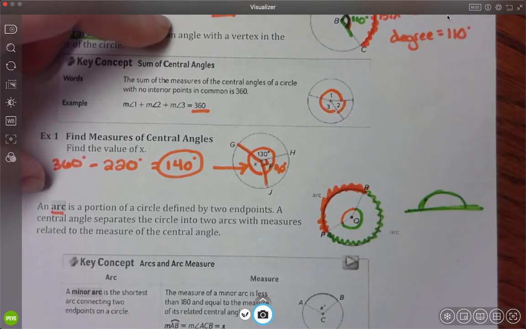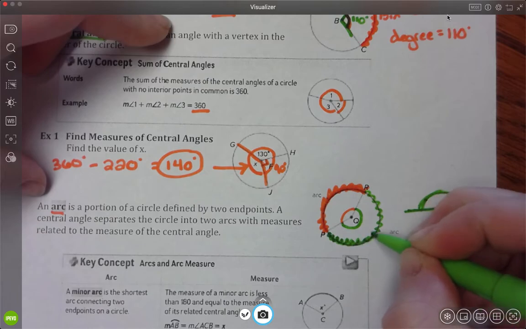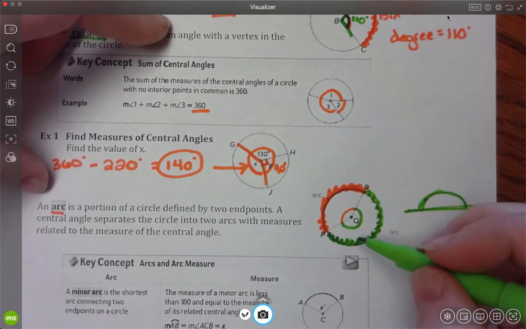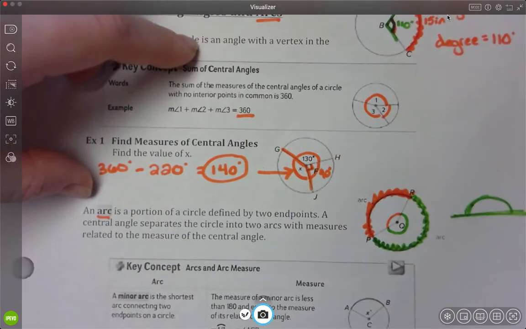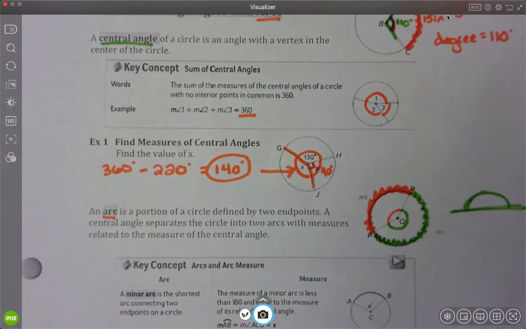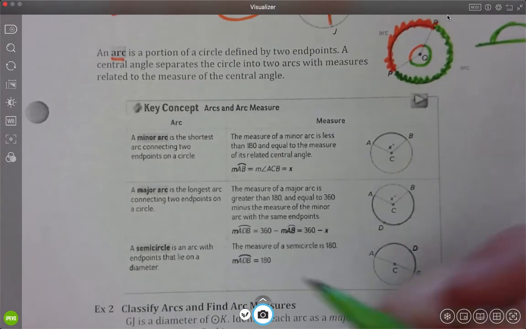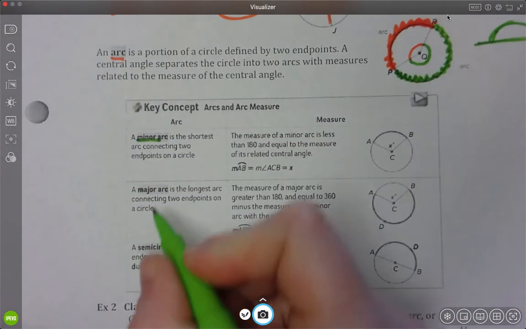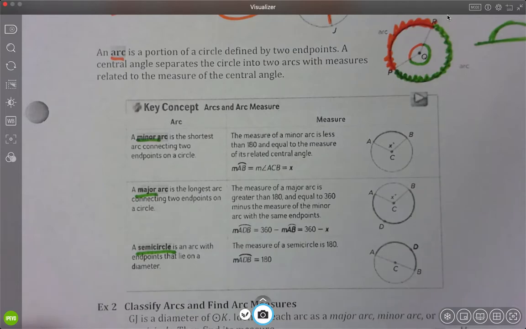So it's going to be more than 180 degrees, and his arc will also be more than 180 degrees as well. But there are two arcs that make up this circle, because of how he's sectioned off. Now you will have three different types of arcs: a minor arc, a major arc, and a semicircle. And that's just based on how many degrees it is.